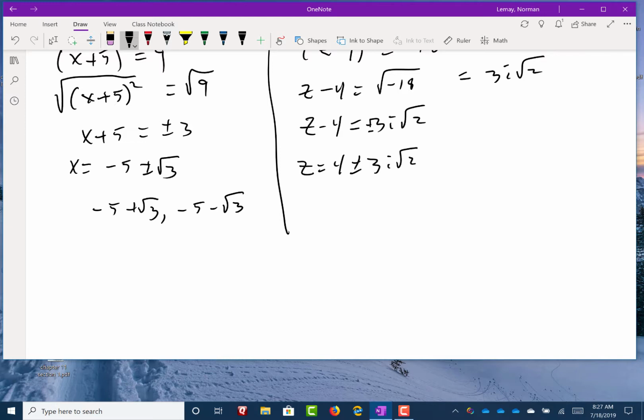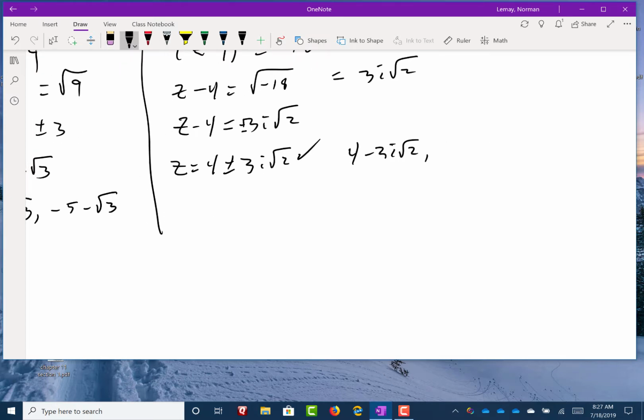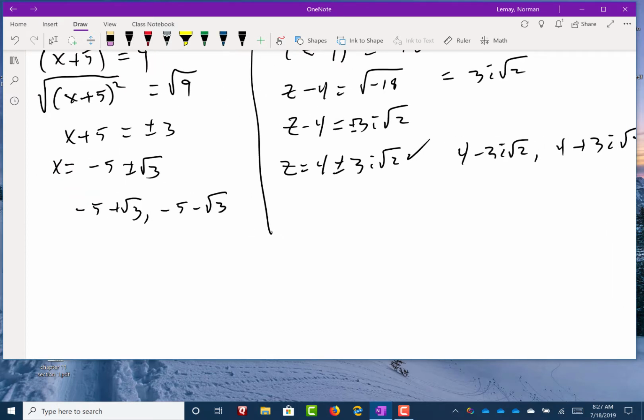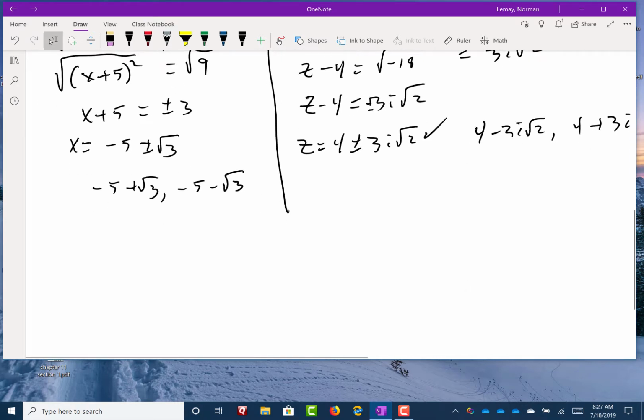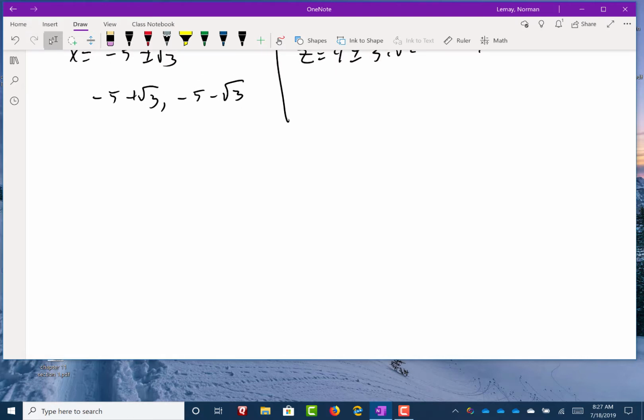And again, as far as I'm concerned, you can stop here, but your MATLAB is going to be looking for 4 minus 3i root 2, probably with a comma in there, and 4 plus 3i root 2 or something thereof. All right, so that's the square root property to solve quadratic equations. And note that that method is used when there's just an x squared term.